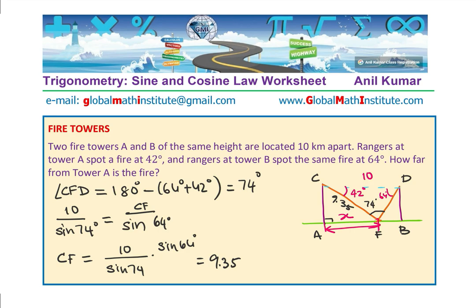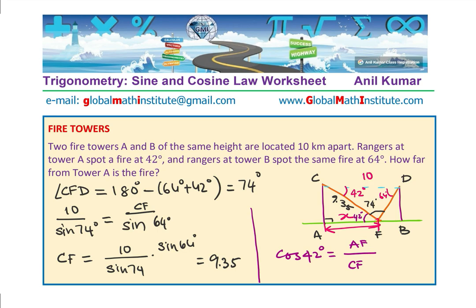Since we know that this angle is how much? 42 degrees, right? We know the hypotenuse and the angle, so the adjacent side can be found using cos theta, right? So we know that cos of 42 degrees is basically equal to AF over CF. So from here we can find AF as the product of CF and cos of 42. Makes sense, right? Get the idea? CF is already known to us, 9.35, right?